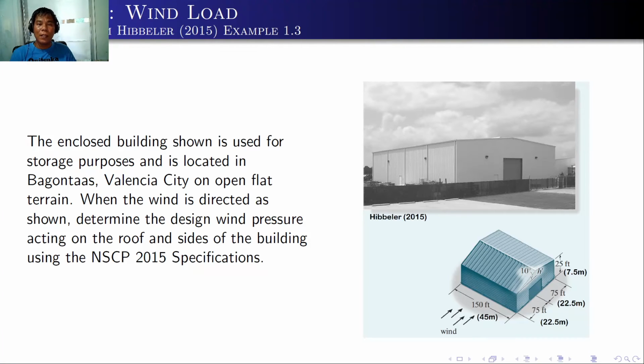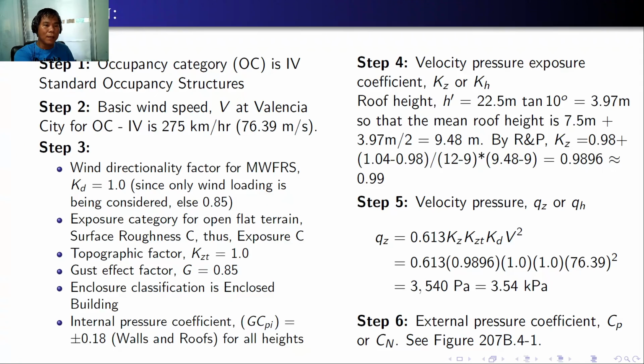Open flat terrain means the surface roughness is C, so that the exposure is also C. When the wind is directed as shown, determine the design wind pressure acting on the roof and sides of the building using NSCP 2015 specification. For this particular example, the wind is coming from this portion. But in reality, winds can be coming from the other side or the front elevation of the building or the rear elevation or at a certain angle. So when you are designing, you need to consider all these directions. But for this example, we will only determine on the side of the building.